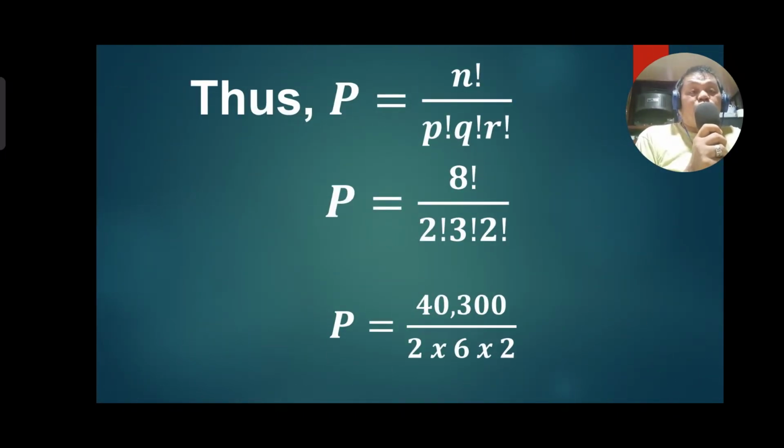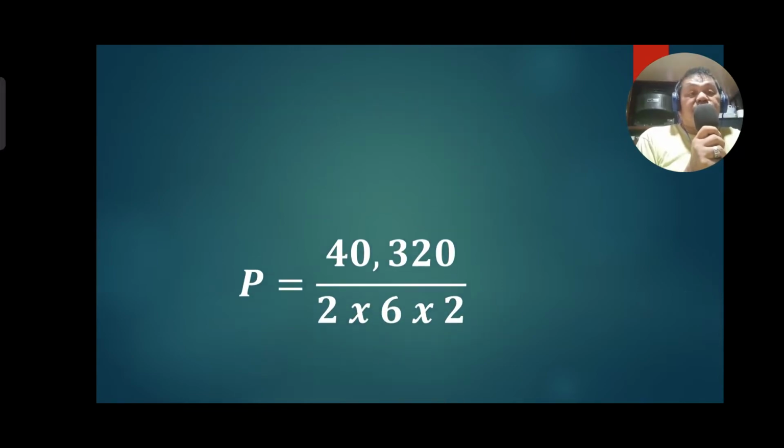And using the formula of the permutation of objects from distinguishable permutation, we have n factorial over p factorial times q factorial times r factorial. So that would be 8 factorial over, what is p? We have 2 factorial, q is 3 factorial, and r is 2 factorial. So you're going to multiply 2 factorial times 3 factorial times 2 factorial.